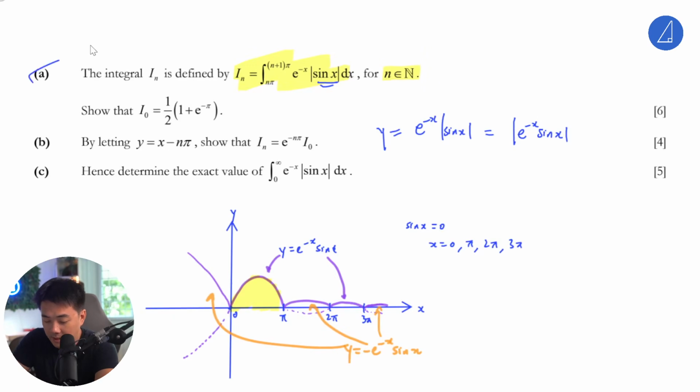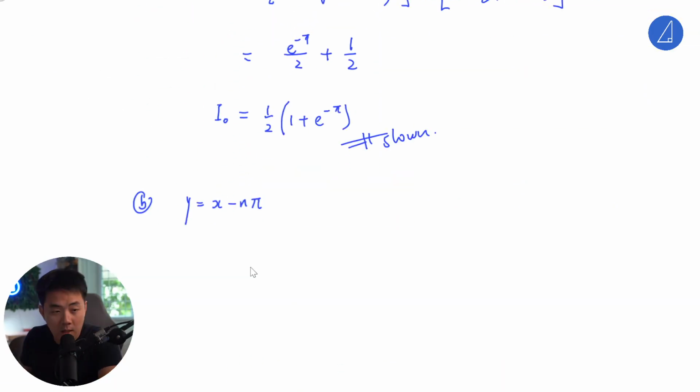Great. So let's look at the second part. By letting y equals x minus n pi, show that In is equal to this. Actually, this is just a translation, but this is substitution, right? So we can just substitute y equals x minus n pi. Come, let's do that. I think the first thing to do is to write down what In is first. In would be what was given just now, the integral from n pi to n plus 1 pi of e^(-x) sine x dx.